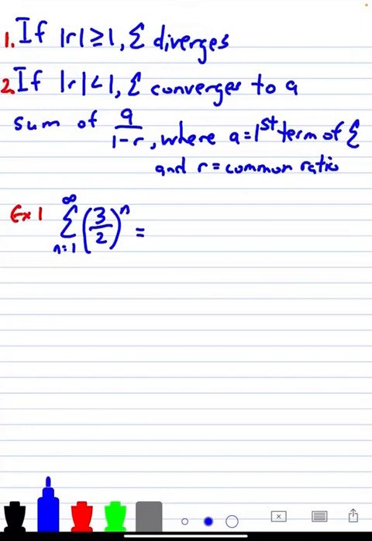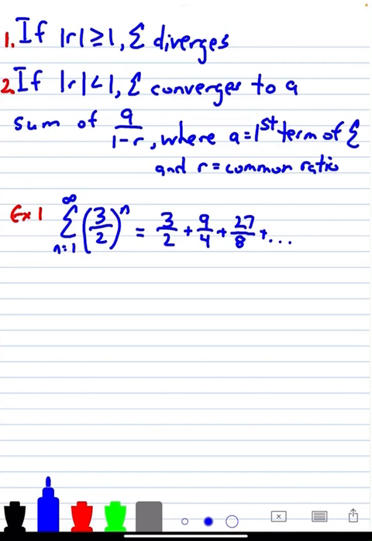3/2 to the first power would be 3/2. This is a series, so we definitely have summation. 3/2 to the second power, 3 to the second power over 2 to the second power, would be 9 over 4. Let's look at the third power. 3 to the third power over 2 to the third power. 3 to the third power is 27, and 2 to the third power would be 8. So we would just keep going and keep plugging numbers in.